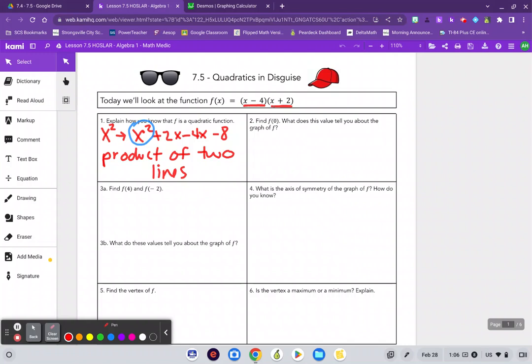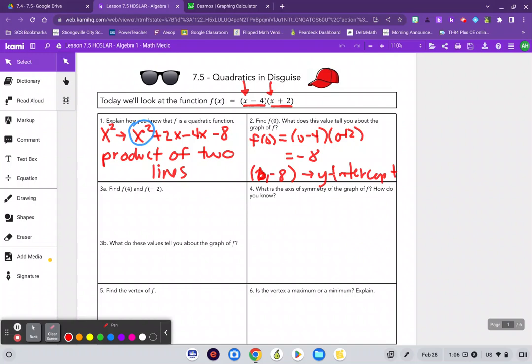Question 2 says find f of 0. f of 0 means I'm going to replace these two x values with 0. So f of 0 equals (0 minus 4) times (0 plus 2). If I calculate that, I get negative 8. And so I really have 0 comma negative 8, and this would be our y-intercept. I'm looking for when x is 0.